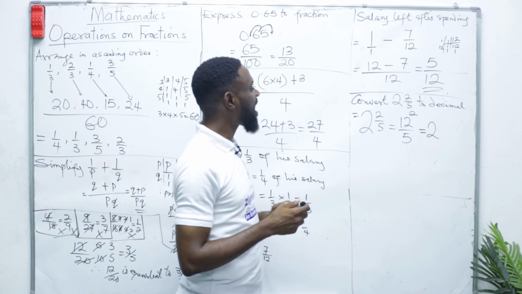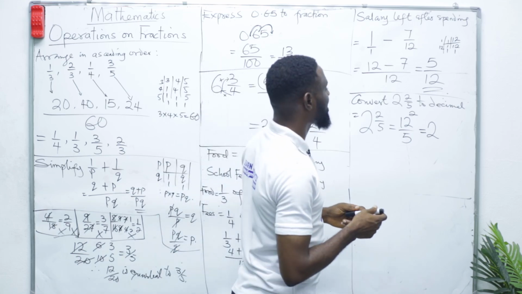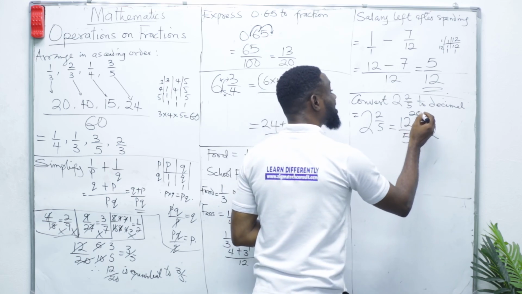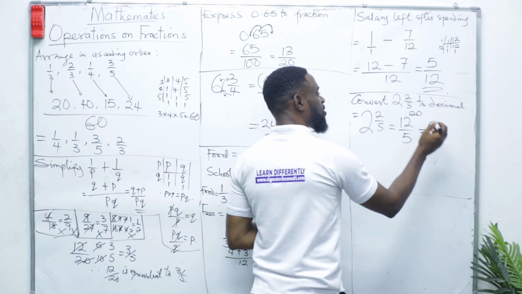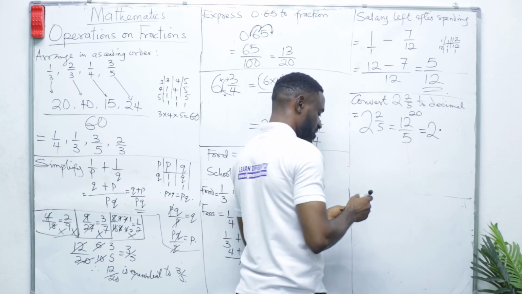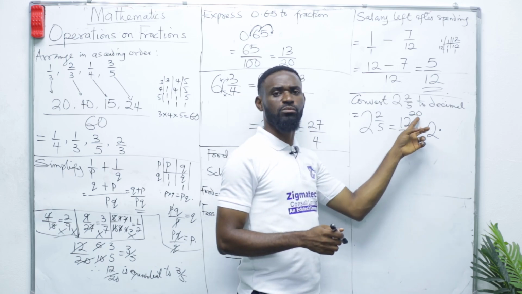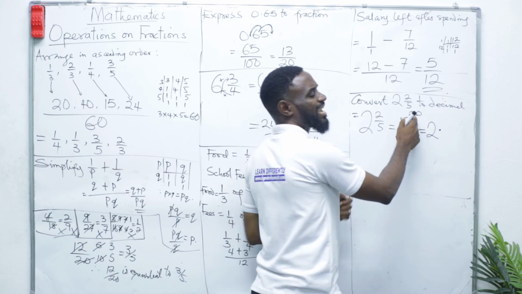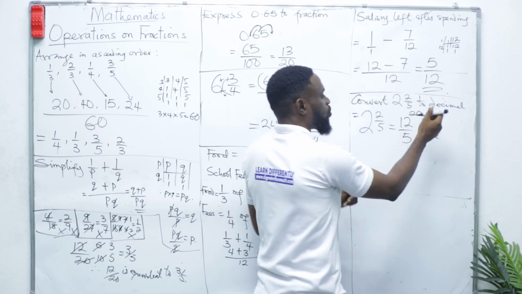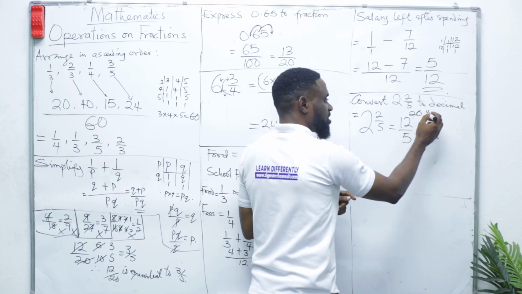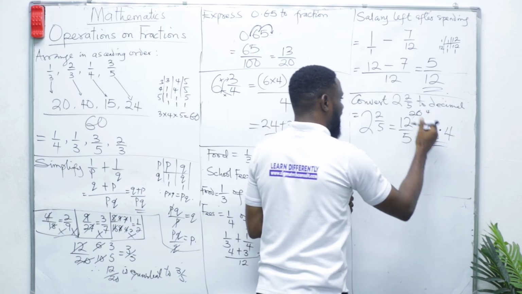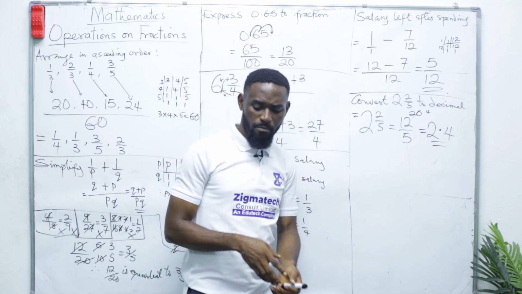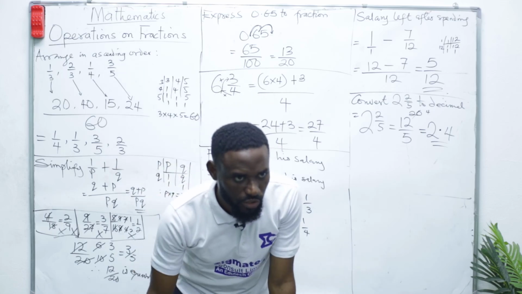Because 12 divided by 5 leaves a remainder of 2, we will add 0 to that 2 because we want to keep dividing it. Once we add 0, we introduce a decimal point here. So 5 into 20 is 4. There is no longer a remainder. So 2 whole number 2 over 5 in decimal is 2.4, which is option B.